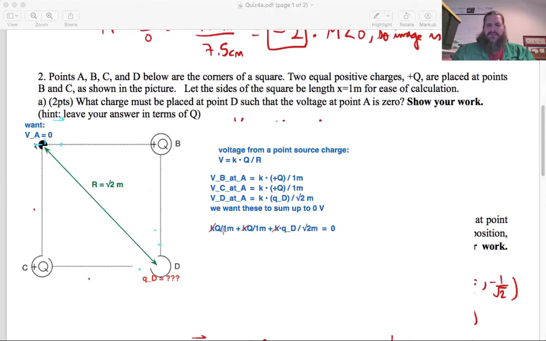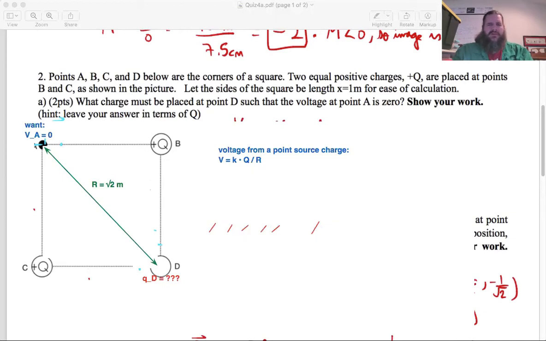Also, it looks like every denominator has meters in it. So let's multiply both sides by meters. Then we don't have to worry about these extra units. So simplifying that a bit, we get Q plus Q plus QD over square root of 2 equals zero.